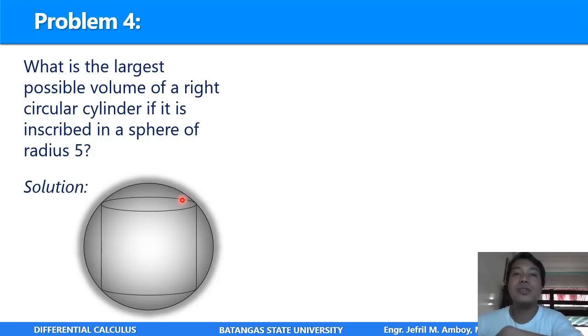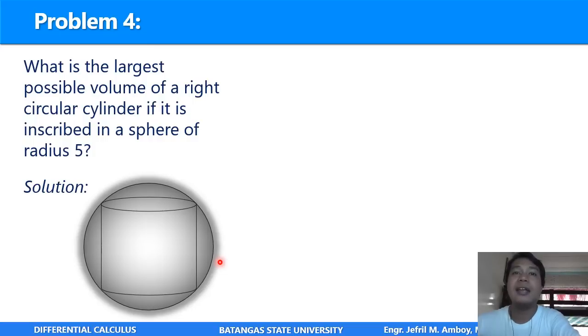Okay? So ito ngayon yung cylinder mo. Tapos ano yung gusto nating i-maximize dito? Gusto nating i-maximize ang largest possible volume of the cylinder. Okay. So we will maximize the volume of the cylinder. Now that we have this illustration, what is the next step?